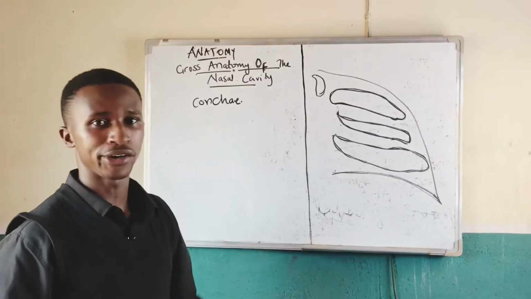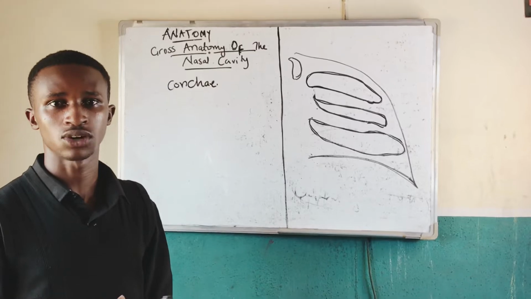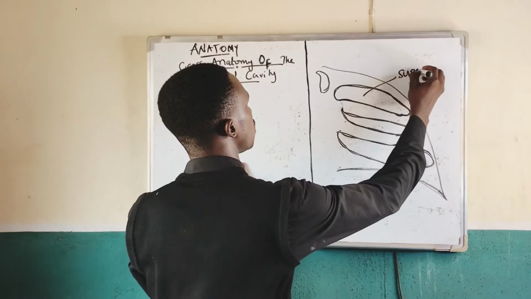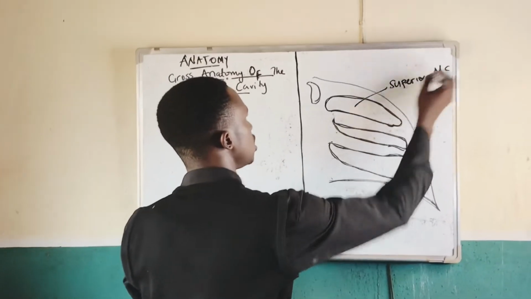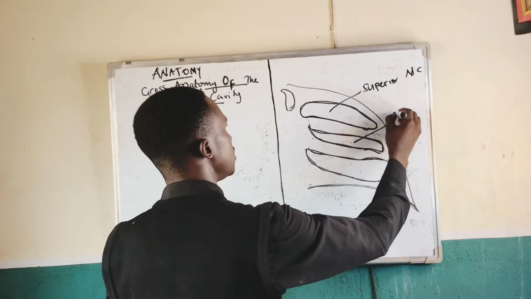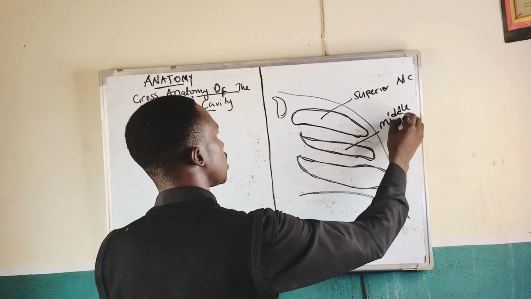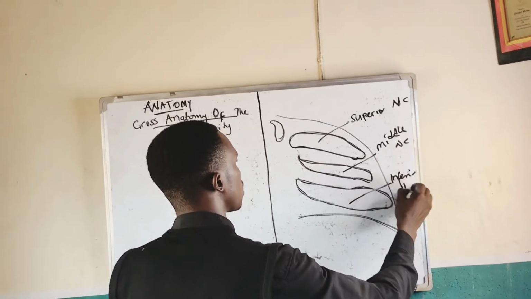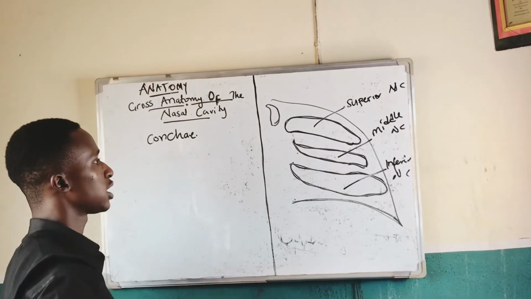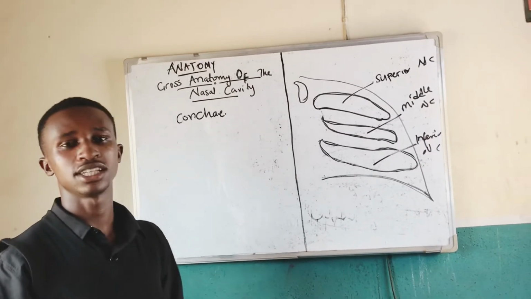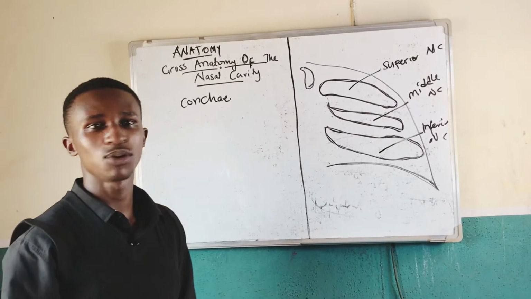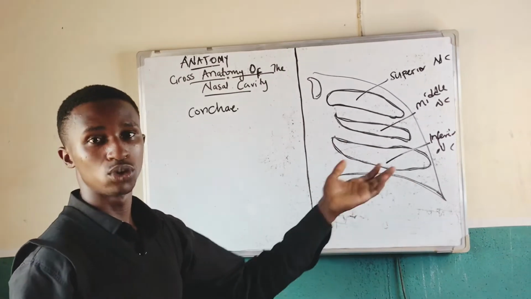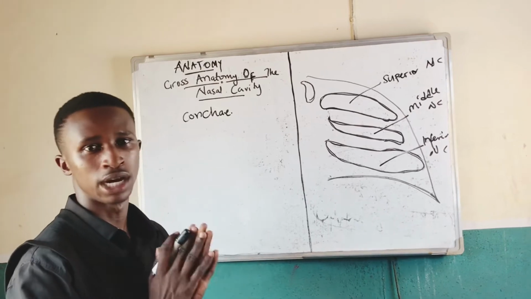As you can see from the diagram, there are 3 nasal conchae. Number 1, we have the superior nasal concha. Number 2, we have the middle nasal concha, and then number 3, the inferior nasal concha. So superior nasal concha, middle nasal concha, inferior nasal concha. These are the 3 conchae that you are going to see in the lateral wall of the nasal cavity. People can just call these superior concha, middle concha, inferior concha. Both are very correct.